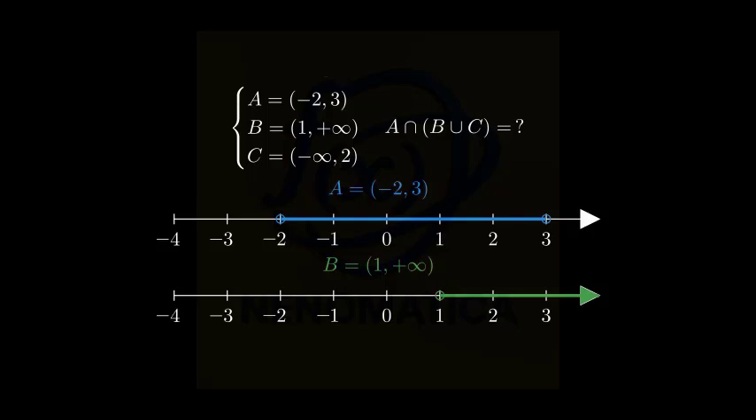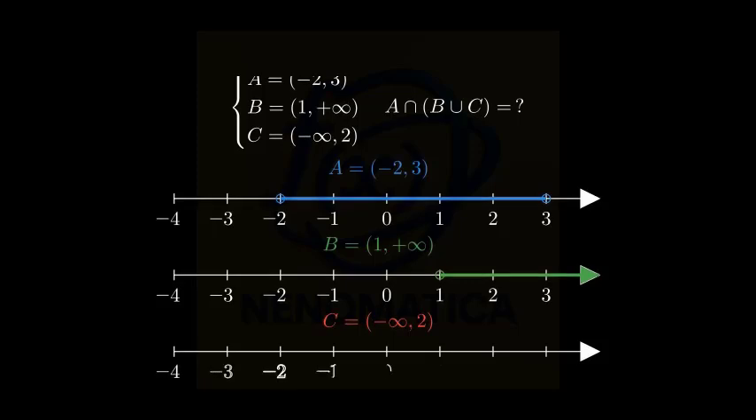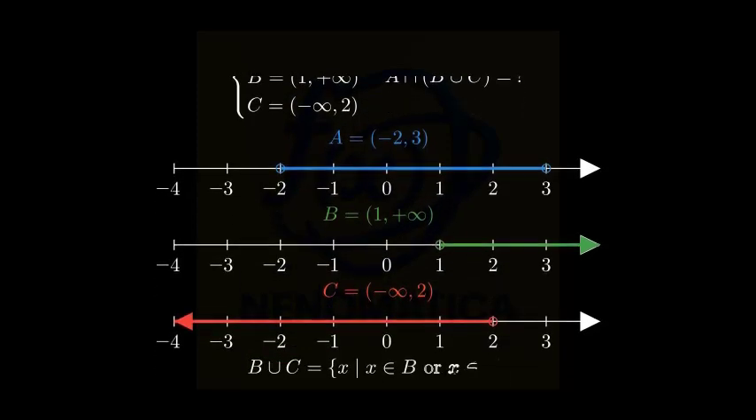On a number line, it looks like this. Now, to find A intersection B union C, we first need to find the union of sets B and C. The union of two sets contains all elements that belong to either set. If we look at our number line, the union of B and C covers all real numbers except for the points 1 and 2, which are the endpoints of our intervals.